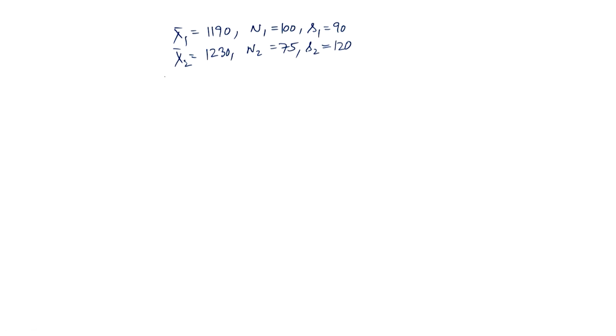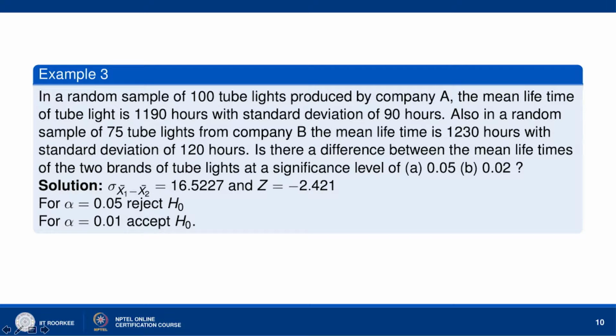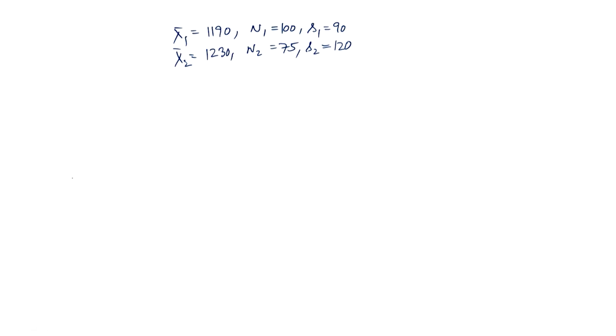So, now we have to decide is there a difference between the mean lifetimes of the two brands of tube lights at a significance level of 0.05 and 0.01. So, let us assume H naught, the null hypothesis, to be mu1 minus mu2 equal to delta equal to 0, that is there is no significant difference. Alternative hypothesis H1 is mu1 minus mu2 not equal to 0, that is there is significant difference between the two samples.